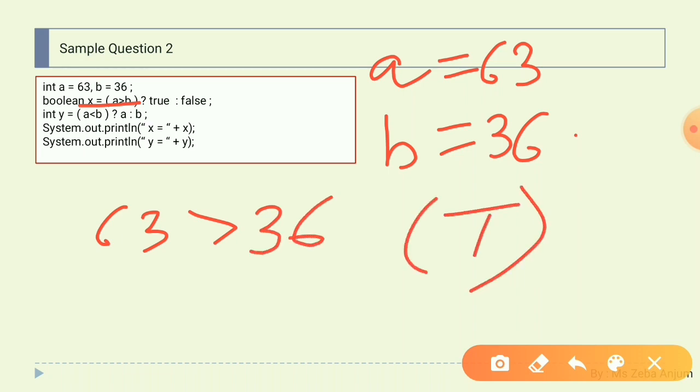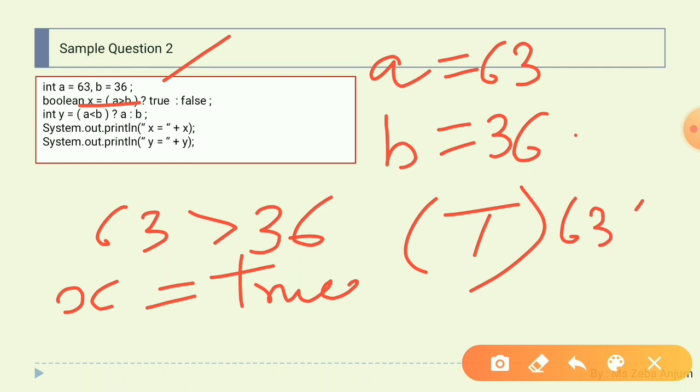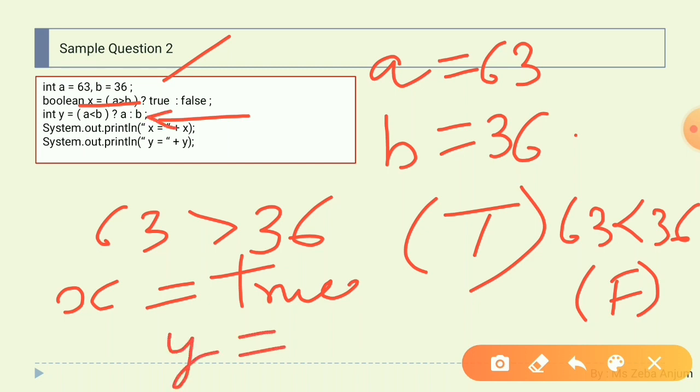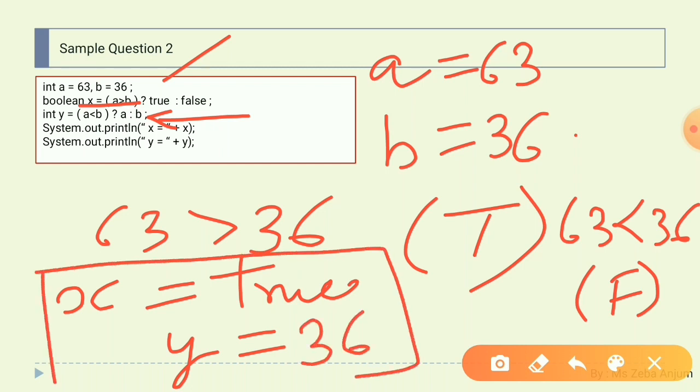Yes, the condition is true, so the first expression, or the first value, is going to be executed. Now your x is storing what? Your x is storing the true value. Now moving towards your third expression, a is less than b. Again write down, it is asking whether 63 is less than 36 or not. The condition is obviously false. Now a colon b, the condition is false, so the second expression is going to be executed. Now y will be holding the value that is in your b, and your b is 36, so your answer is this one: x equals true and y equals 36.